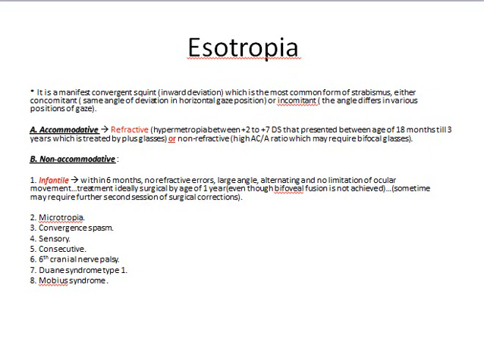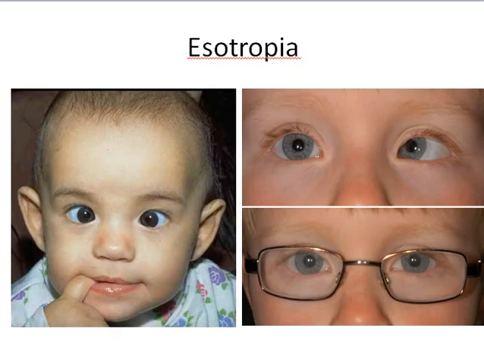Other rare types of esotropia: microtropia, convergence spasm, sensory type, consecutive, sixth cranial nerve palsy, Duane syndrome type 1, and Mobius syndrome. The picture shown here is of infantile or early onset esotropia, and here is the accommodative or refractive esotropia. It shows the child with the glasses, the eyes straight ahead.